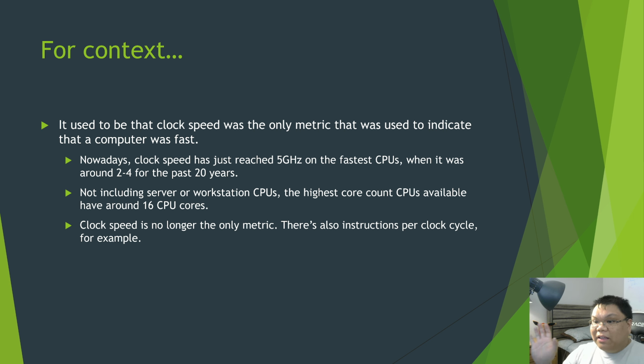For context, it used to be that clock speed was the only metric that was used to indicate that a computer was fast. I may have mentioned earlier that clock speed just recently reached 5 gigahertz on the fastest CPUs, when it was only around 2 to 4 for the past 20 years. Not including server or workstation CPUs, the highest core counts available are at least 16 cores right now.